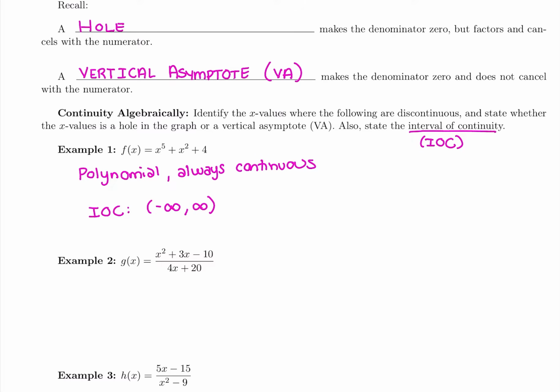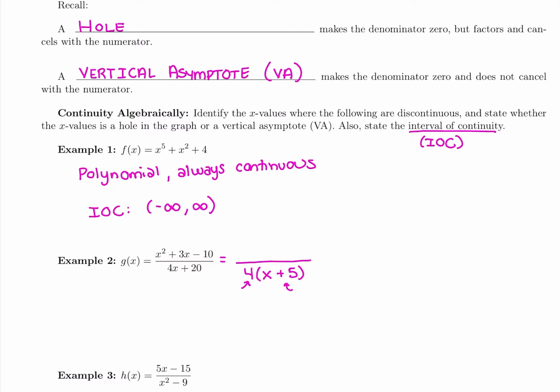G of x has a denominator, so there's a chance that there could be a number out there that makes us divide by 0 and is a discontinuity. So let's focus first on the denominator. What makes 4x plus 20 equal 0? Well, you could factor out a 4 times x would give us 4x, and 4 times what gives us 20? It would be 5. So what would make us divide by 0? Does anything make this denominator 0?